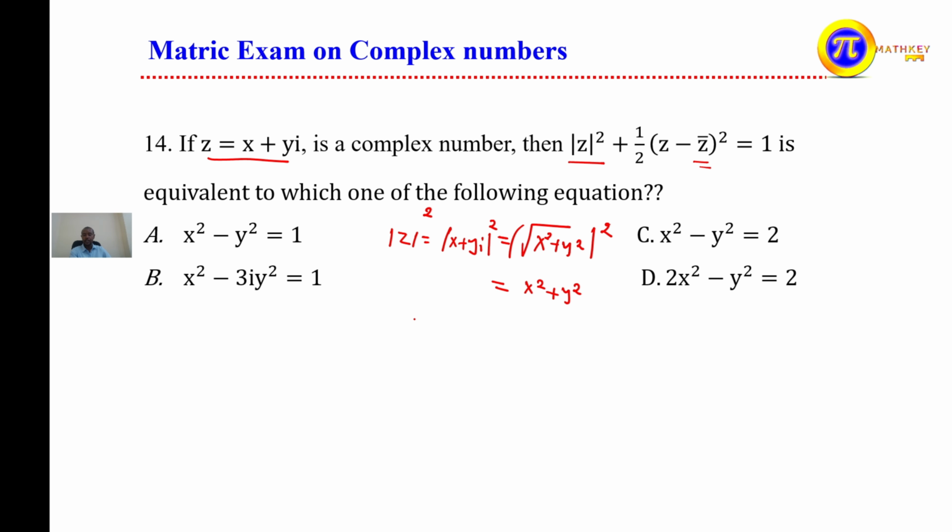Similarly, what about z minus z conjugate? Z is given, that is x plus yi, minus the conjugate of this, x minus yi. So this is equal to x plus yi minus x plus yi. Yes, minus minus becomes plus.